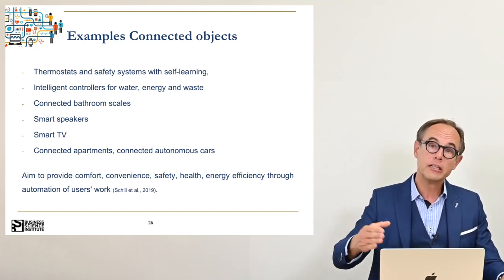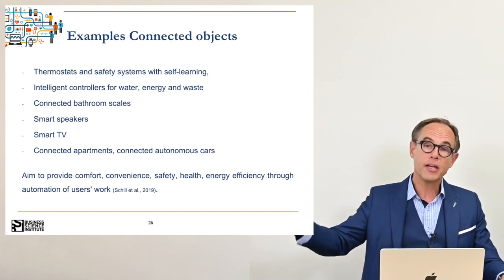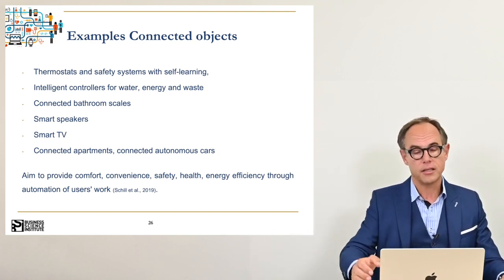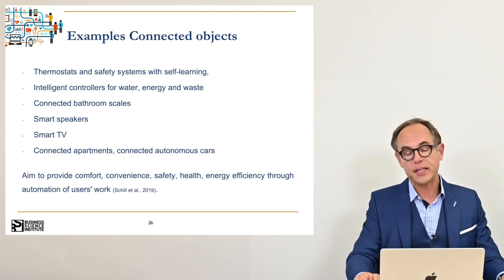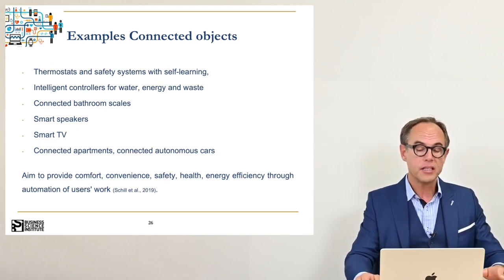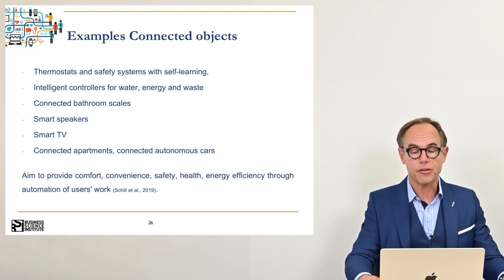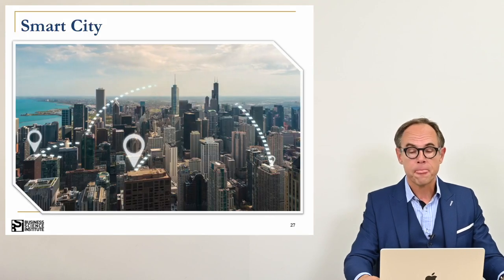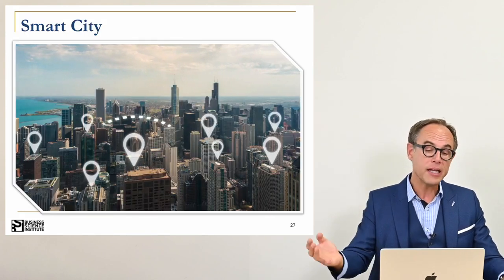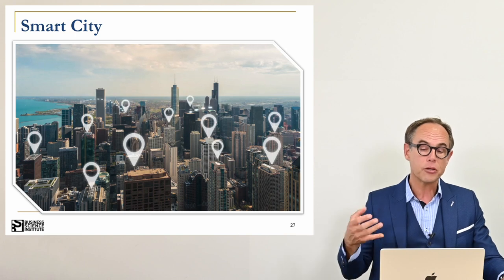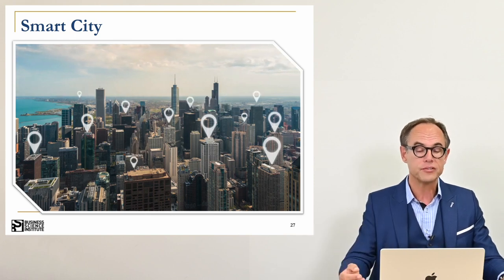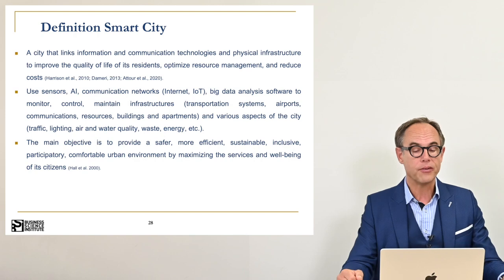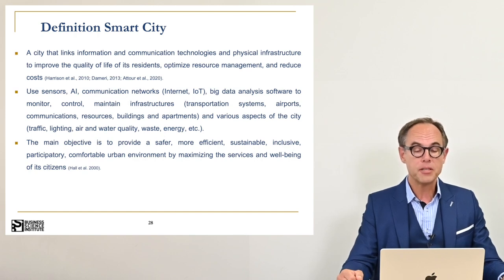Naturally, IoT is strongly related to AI because of the information processing dimension. The aim is to provide comfort, convenience, safety, health, energy efficiency through automation of the user's work. Which brings me to the concept of smart city. So a smart city is based on IoT. It's a city that links information and communication technologies and physical infrastructure to improve the quality of life of its residents, to optimize resource management, and to reduce cost.